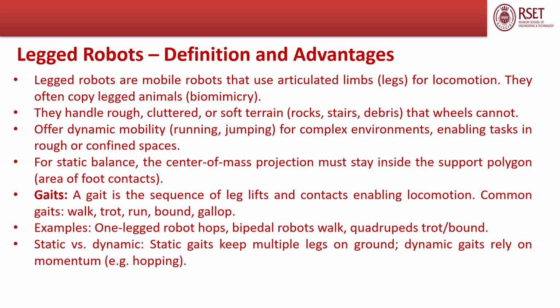Now we'll focus on the leg robots. By definition, they use articulated limb mechanisms for movement. Think of them like robotic animals or humans. The big advantage is versatility. Leg robots can climb stairs, step over debris, and traverse sandy or rocky ground that wheel robots cannot. However, this advantage comes with complexity. Each leg has multiple joints and motors, which makes the machine heavier, more expensive, and more power hungry compared to simpler wheels.